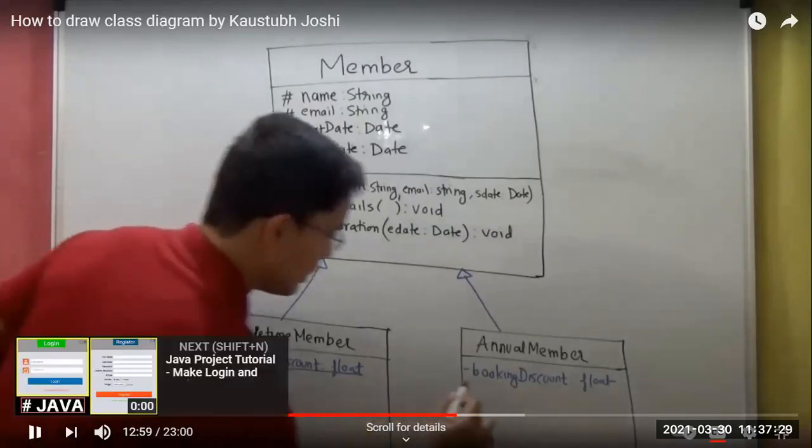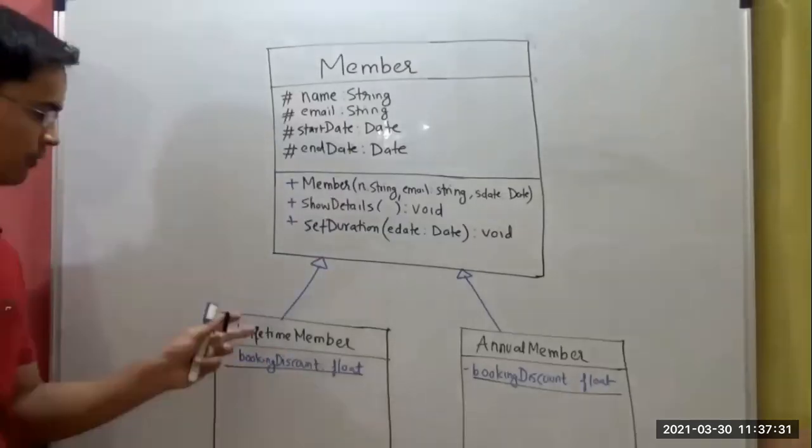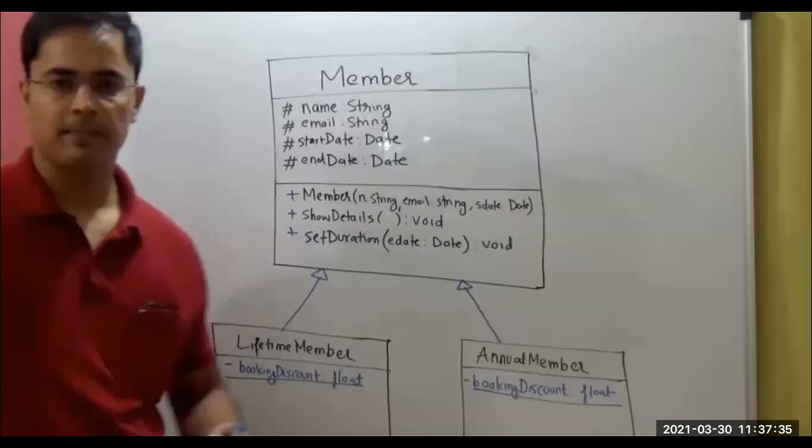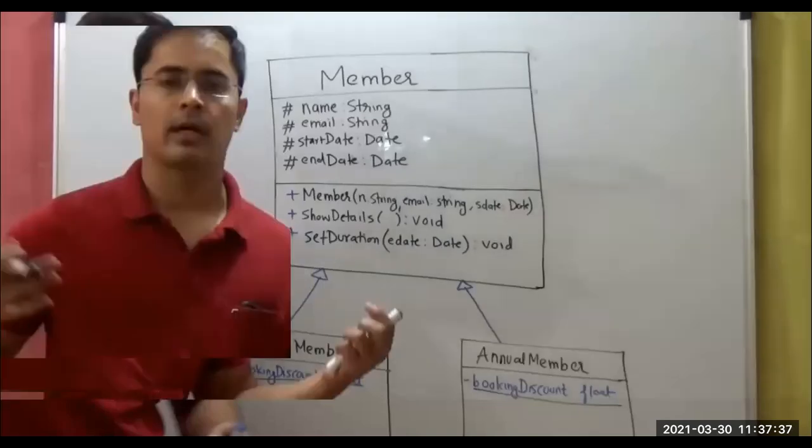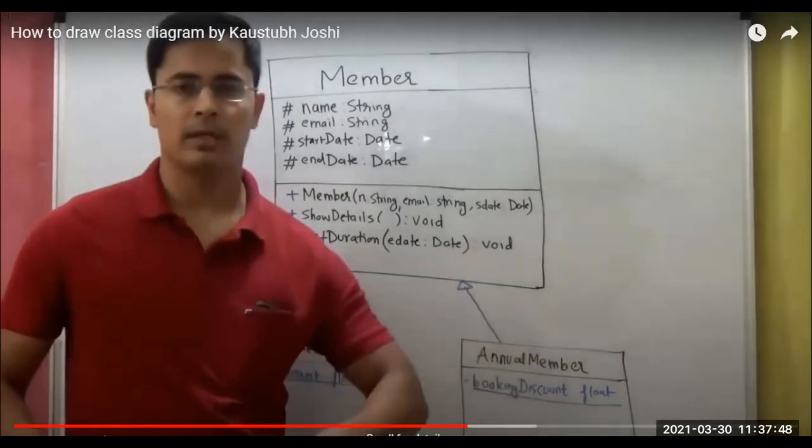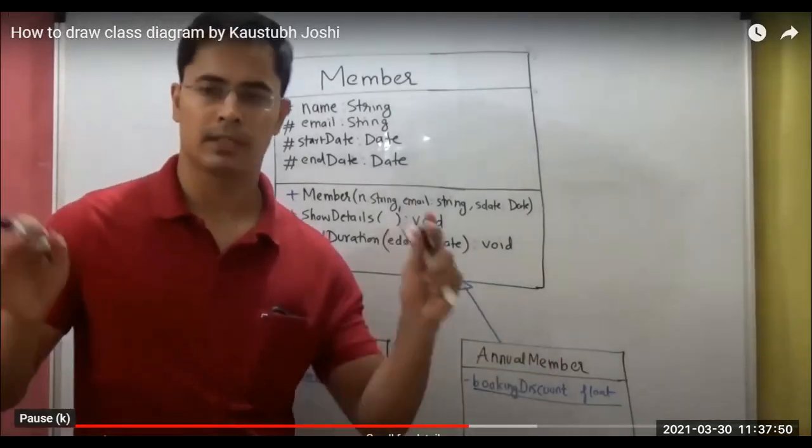It will be the same value for all the objects of type lifetime member or annual member. This is basically because we want to give an extra booking discount for annual members and lifetime members. Let's say for lifetime members, that discount will be about 50% on each booking. For annual members, it will be about 20%.